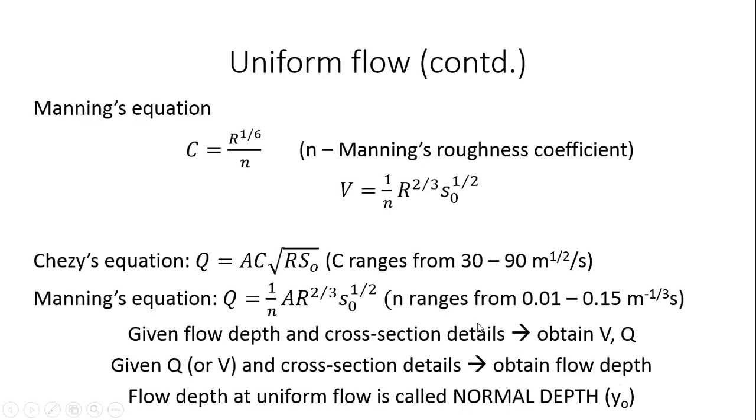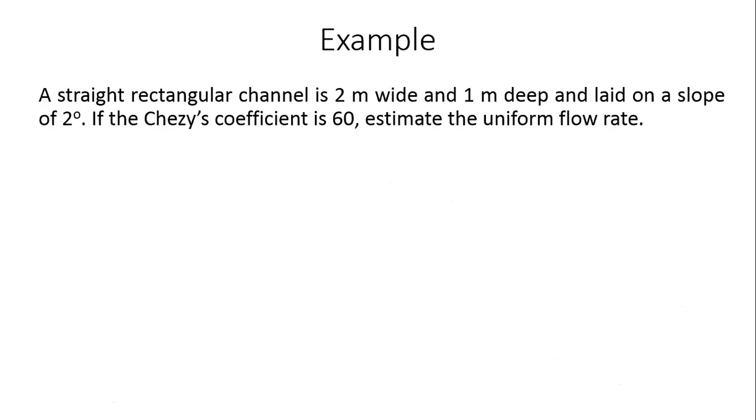Okay, all right. So what we'll do is very quickly we'll solve a couple of problems using this Chezy's equation and Manning's equation. First problem: a straight rectangular channel is 2 meters wide and 1 meter deep, and laid on a slope of 2 degrees. If the Chezy's coefficient is 60, see, I said although it has units, I'll simply refer to it as 60, because the units are too cumbersome to carry around, right? If the Chezy's coefficient is 60, estimate the uniform flow rate, right?